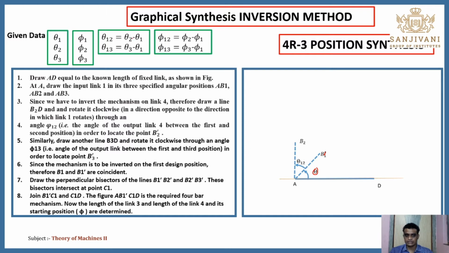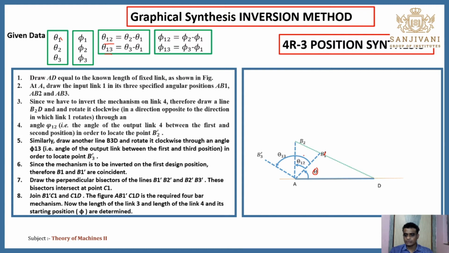You need to draw the second position of AB2 at an angle of theta 1 2 with this position. In this case three positions are given: theta 1, theta 2, theta 3, phi 1, phi 2, phi 3. Theta 1 2 is equal to theta 2 minus theta 1, and theta 1 3 is equal to theta 3 minus theta 1. Again phi 1 2 is equal to phi 2 minus phi 1, and phi 1 3 is equal to phi 3 minus phi 1. Like this, these positions are given. You have to draw these positions: theta 1 2, phi 1 2.